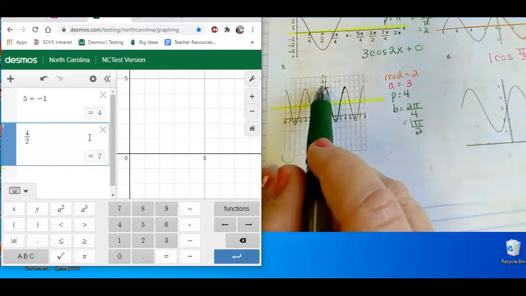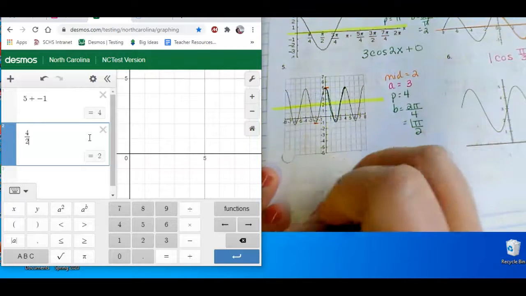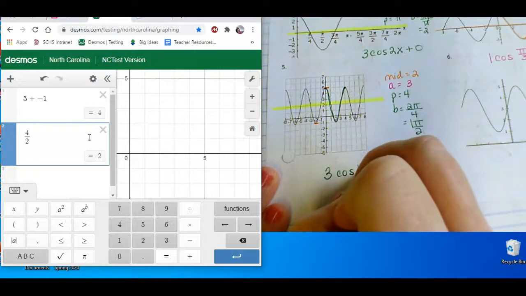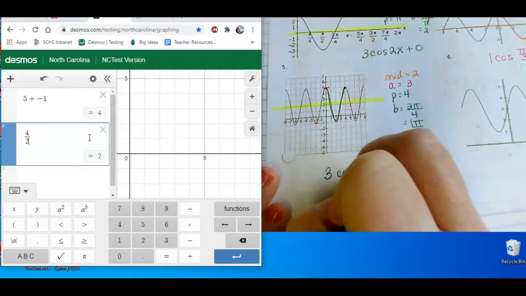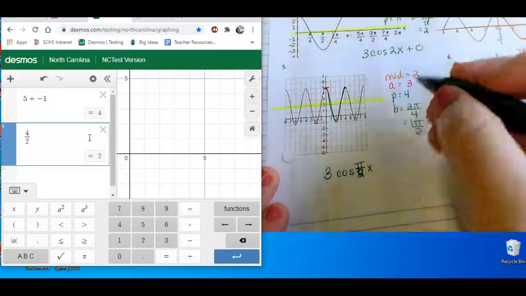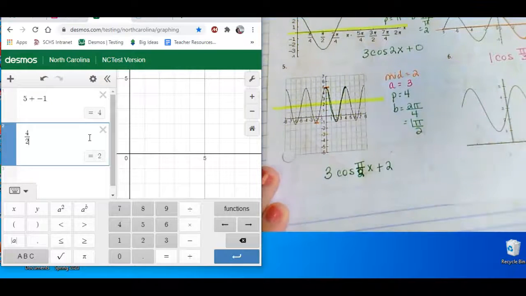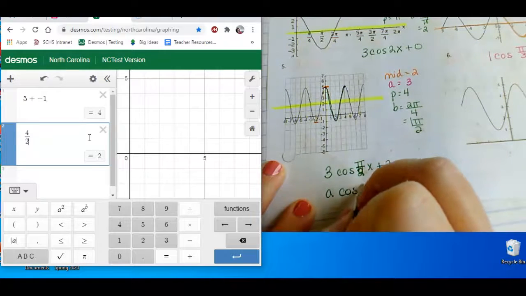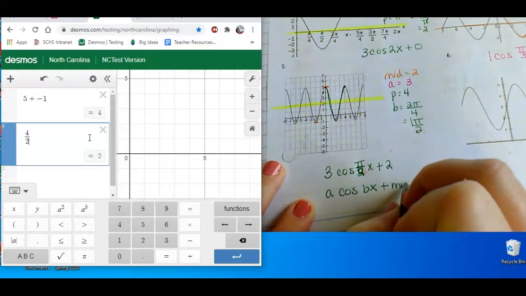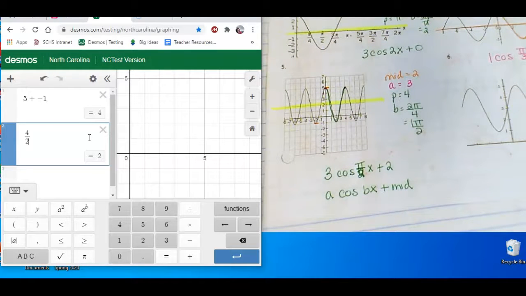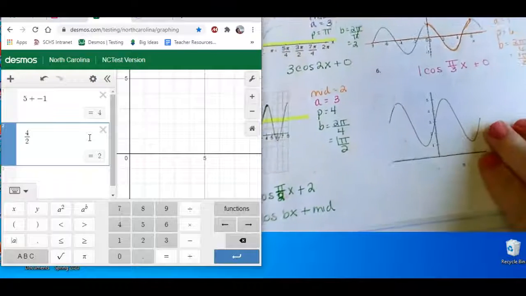This graph is cosine because it starts up there. So it's amplitude, cosine, b. Oh, I shouldn't have written b, so I put pi over 2, I'm sorry. X, and then the midline. And that formula is on the other side of this paper, or it's A, sine or cosine, B, and then midline. That's the order that everything goes in, if that helps. But that's on the other side of the paper too. Okay, let's do one more.